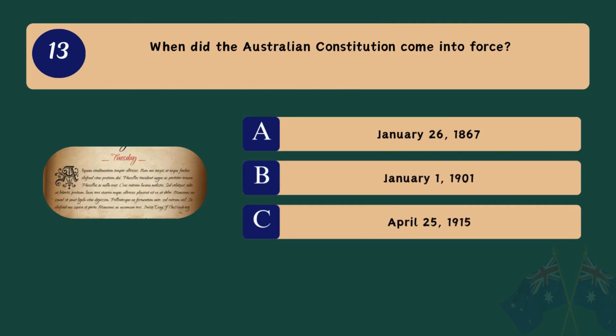Question 13. When did the Australian Constitution come into force? A. January 26, 1867. B. January 1, 1901. C. April 25, 1915.